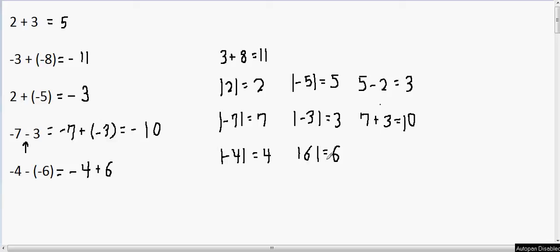This gives us 4 and 6. 6 is bigger, so we use the sign of 6, which is positive. We then subtract the smaller number 4 from 6. This gives us 6 minus 4 is equal to 2. So the answer to this last problem is 2.